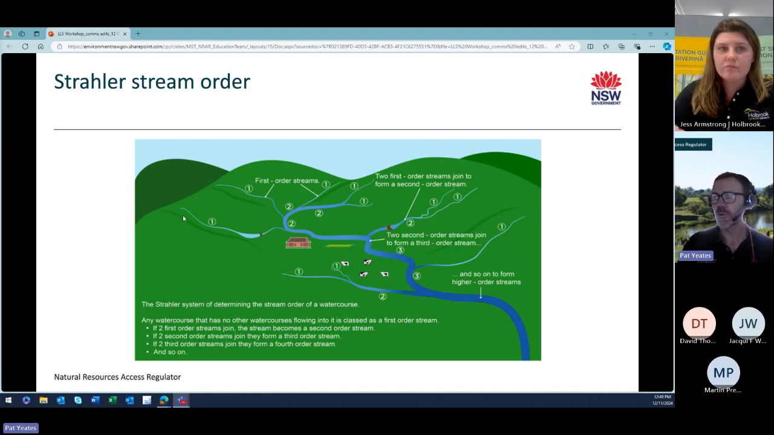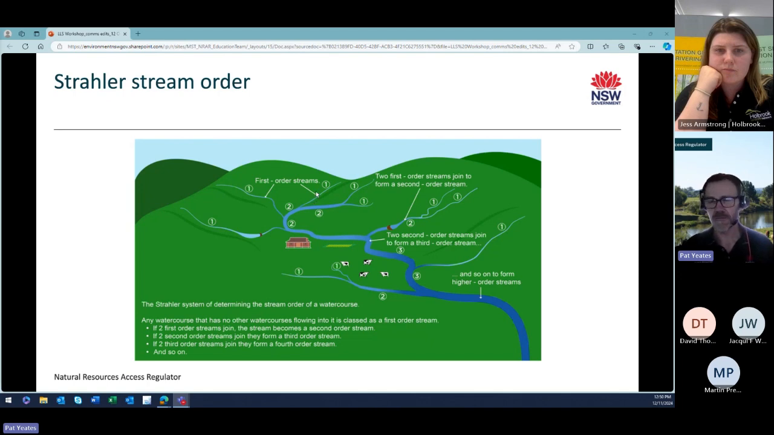Your first order watercourses are very often just gullies, but they're the headwaters of a water system. When two first orders come together, they become a second, as you can see just up here. A first flowing into a second order remains a second order. You have to get two second orders to come together for it to progress to a third order. So you need two watercourses of the same classification to come together before it progresses up to the next level.